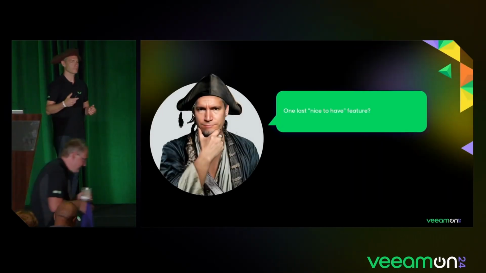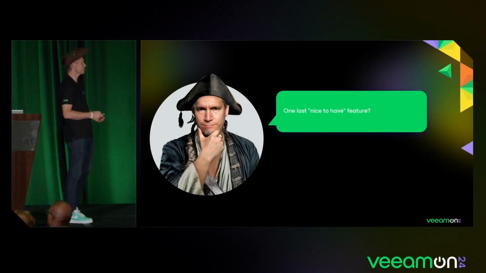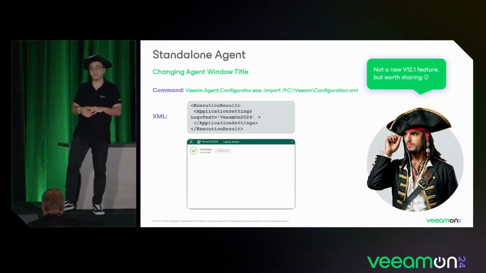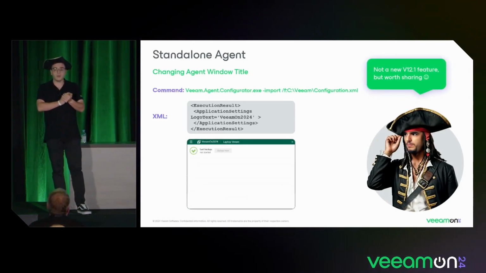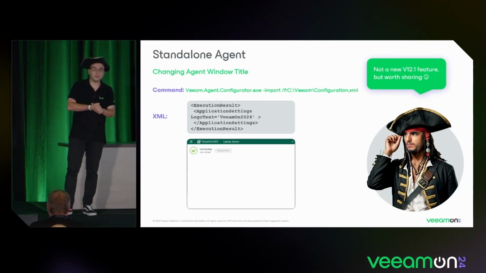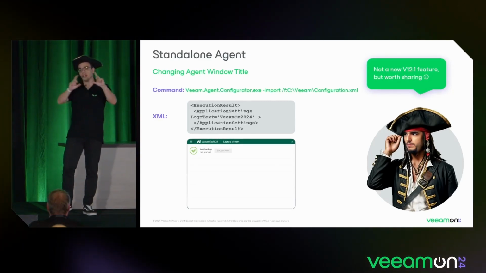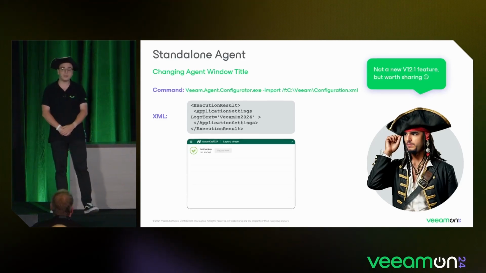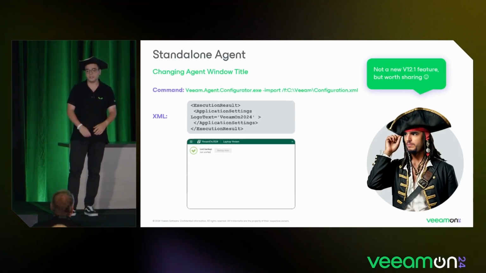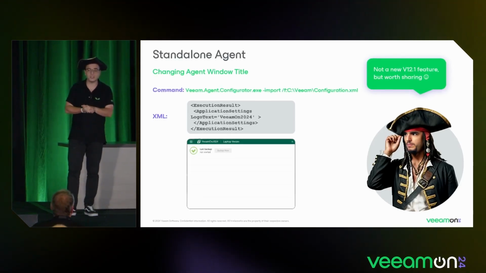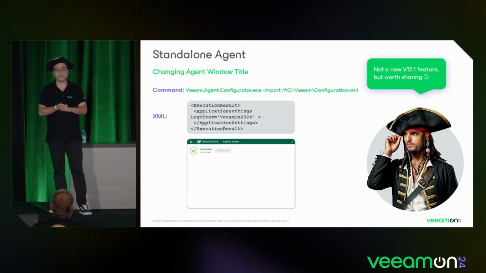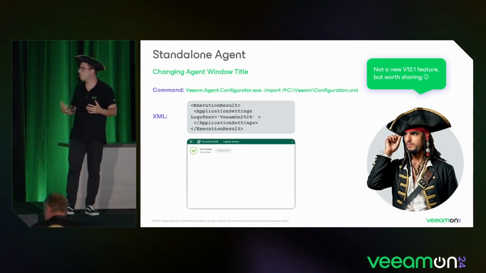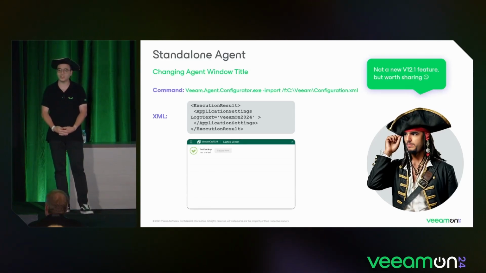So is there one last nice-to-have feature you want to talk about, Fabian? Yeah, just something which we have had for a long time in the product. If you have the Veeam agent in your infrastructure and you want to change that nice title from the Veeam agent, then you can use an XML file, specify the title you want to see, and use the Veeam agent configurator.exe to import that configuration, and the title is changed.